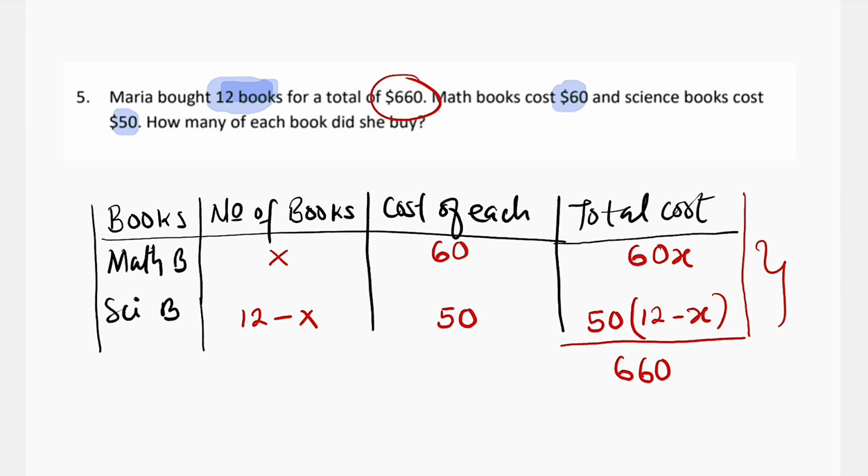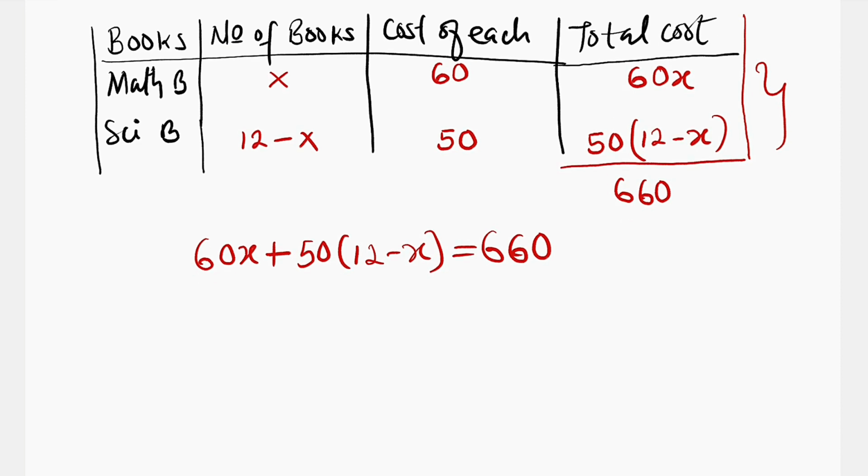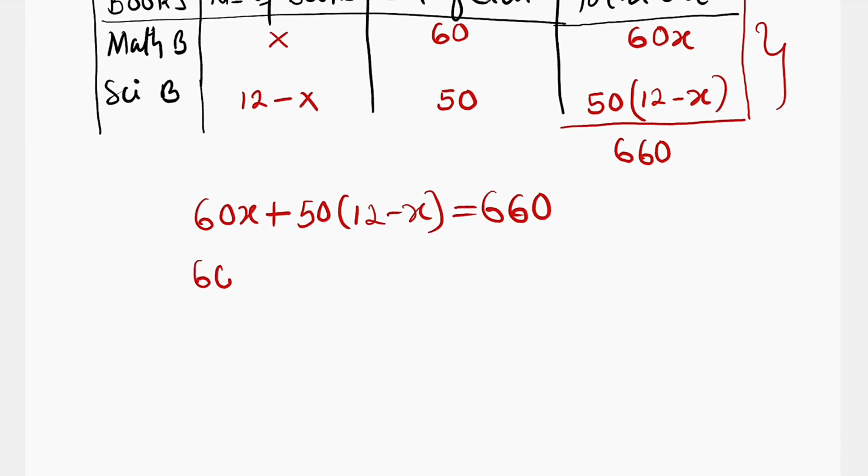Can you see how systematic this approach is? We are almost done. We have 60x plus 50 multiplied by 12 minus x, equal to 660. Let me expand this bracket. We have 60x plus 50 times 12, which is 600, minus 50 times x, which is 50x, and to the right-hand side, we have 660.